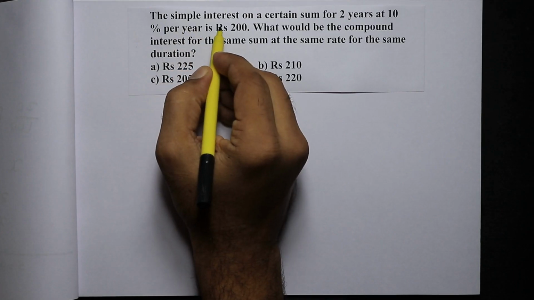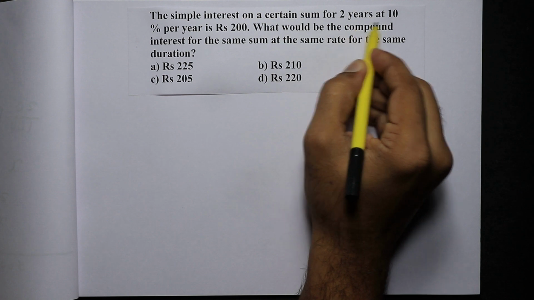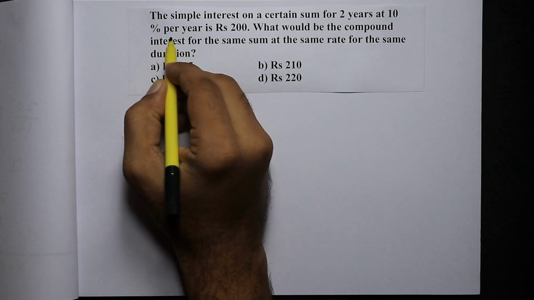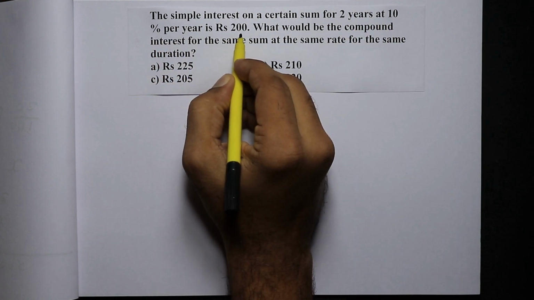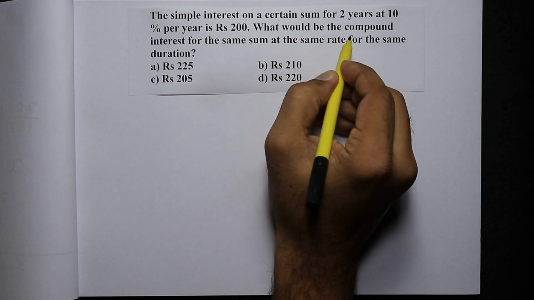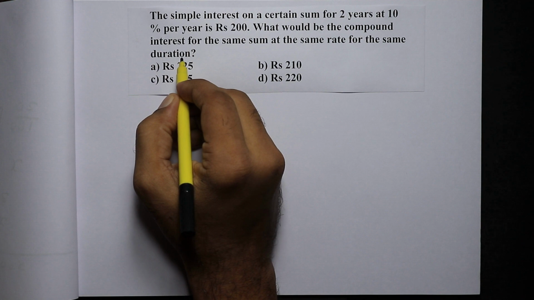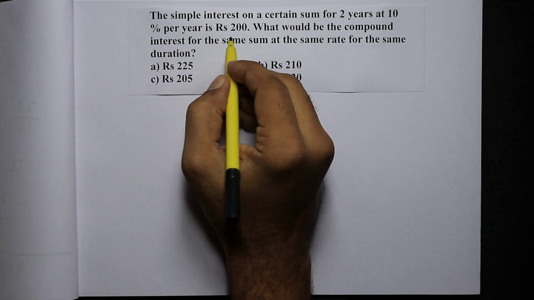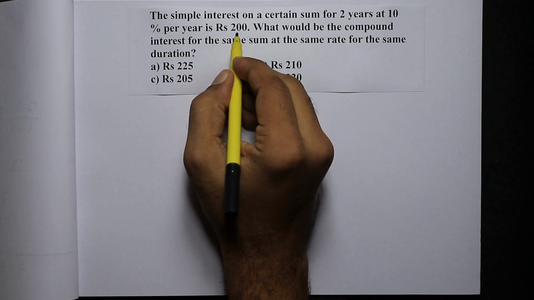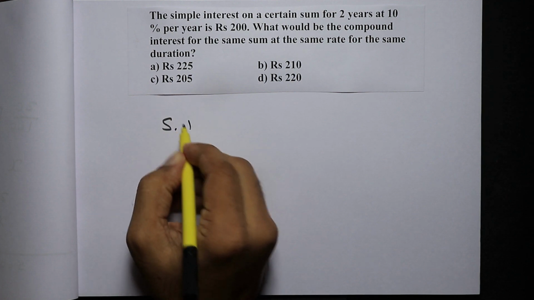The simple interest on a certain sum for 2 years at 10% per year is rupees 200. What would be the compound interest for the same sum at the same rate for the same duration? So simple interest for 2 years is rupees 200. So we'll just mark it here.